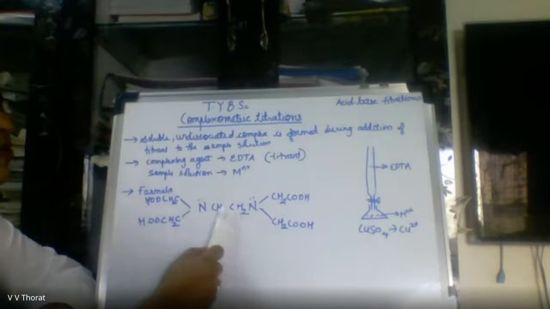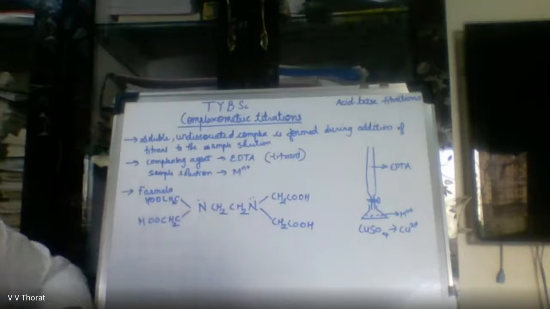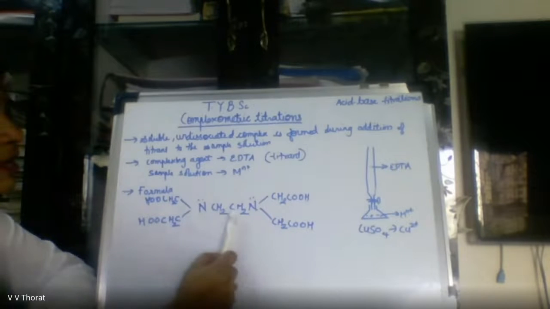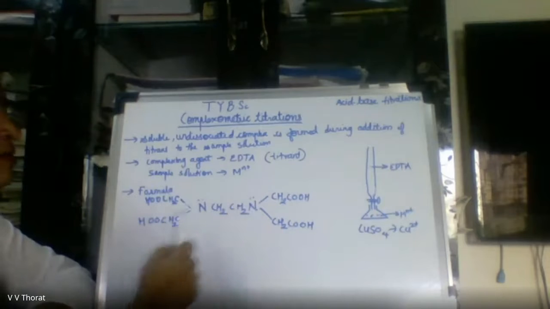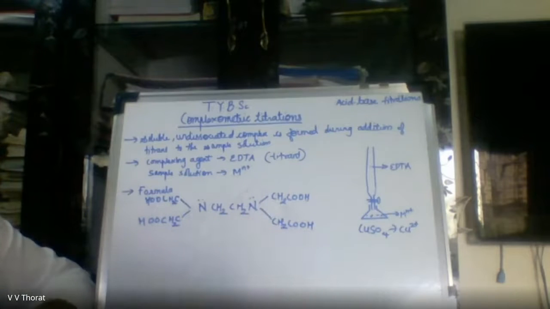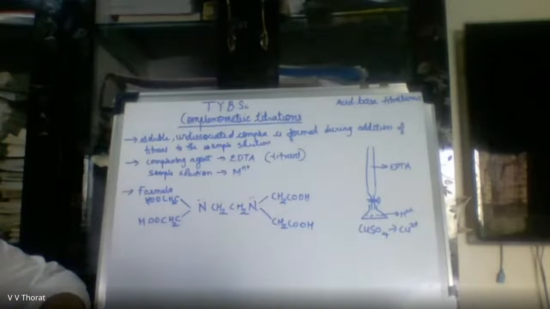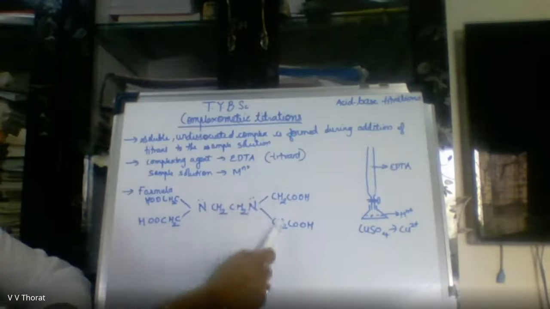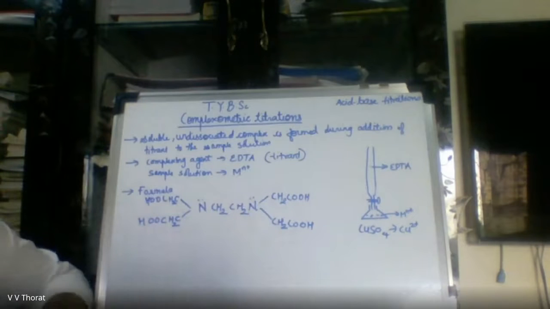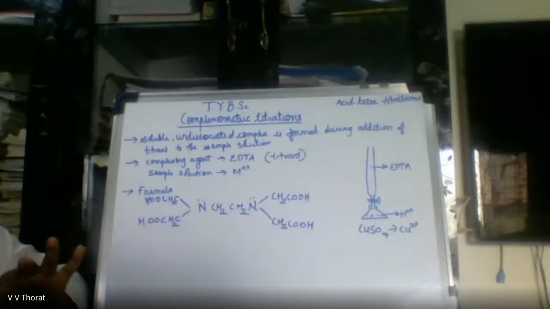This is the ethylene group, CH2CH2. I hope you can understand this. This is the ethylene diamine tetraacetic acid. The four CH3COOH groups get attached to the NH2 by losing one H+. So the full form is ethylene diamine tetraacetic acid, which you will need in your viva.